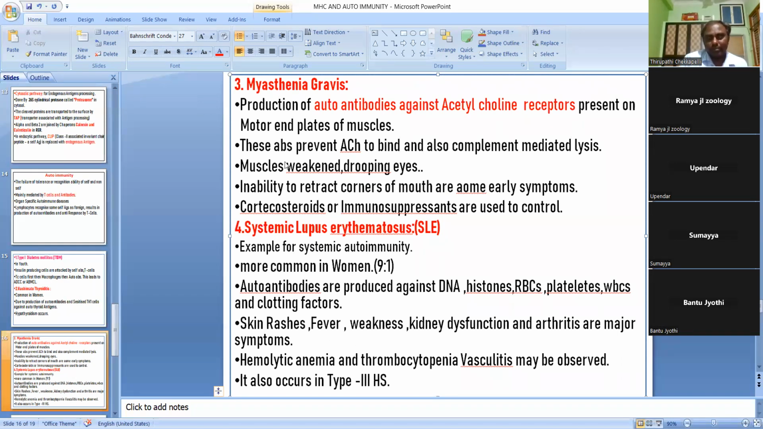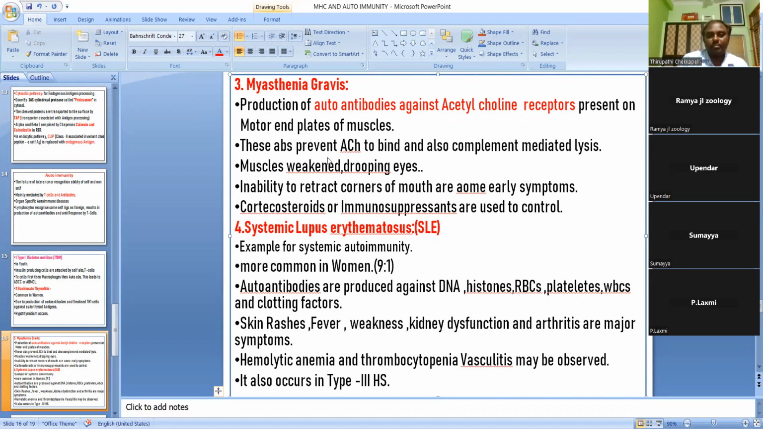So what happens? The TH cells are accumulated there. They identify it as foreign, and they stimulate B lymphocytes. B lymphocytes are modified into plasma cells, and antibodies are produced. They are attached to these modified receptors, and phagocytosis takes place. Cells are damaged or eaten. So tissue damage takes place.